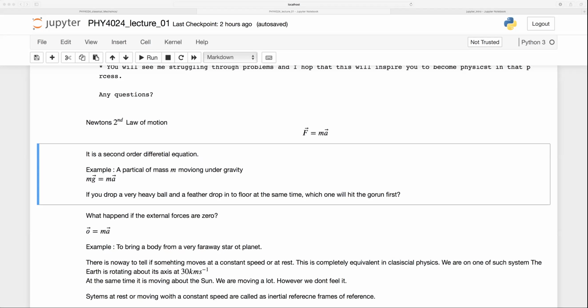But if I do the same experiment, for example, on the moon, what will happen? If you drop both the heavy ball and the feather at the same time on the moon, what will happen? Due to the lack of atmosphere on the moon, they will fall at the same time, right? So that is the theory, because this is independent of mass. I hope all of you know this basic thing which comes out from Newton's second law of motion.